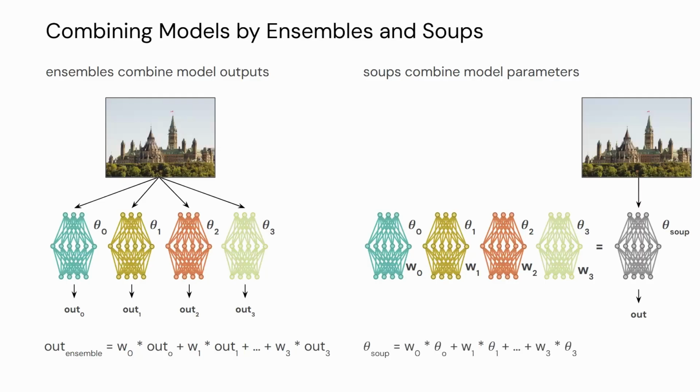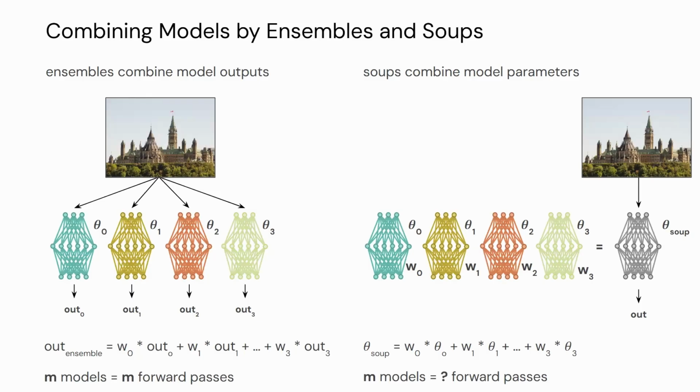If we think about this computationally, right? Linear combination of outputs for ensembles, linear combination of parameters for soups. How much work do we have to do to make a prediction? For the ensemble, m models means m forward passes, right? M times we run a model. For the soup, how much work do we have to do? If I have m models, it's just one, right?